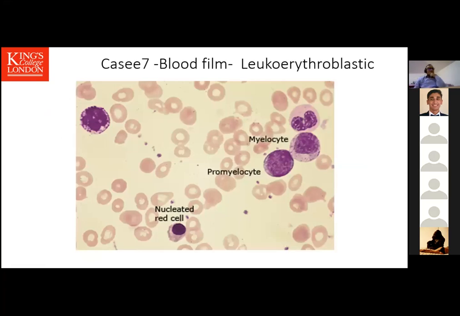And this is what the blood film looks like. So you have got these teardrop cells. You can see these beautiful teardrop cells. That's 1, 2, 3, 4, and many others.